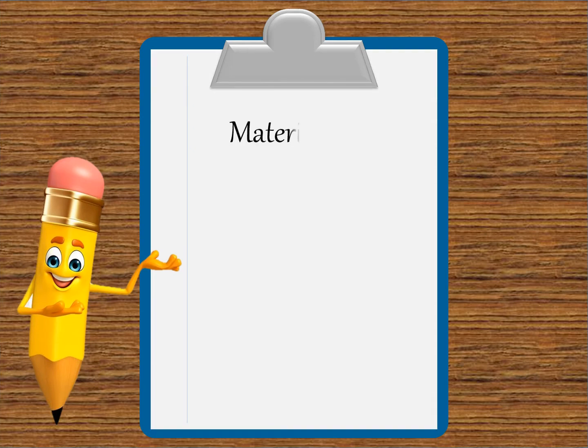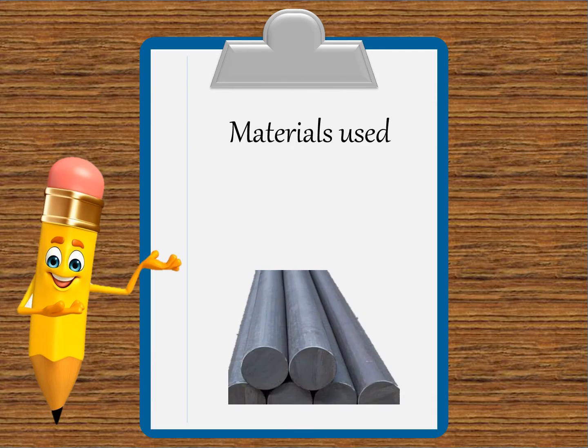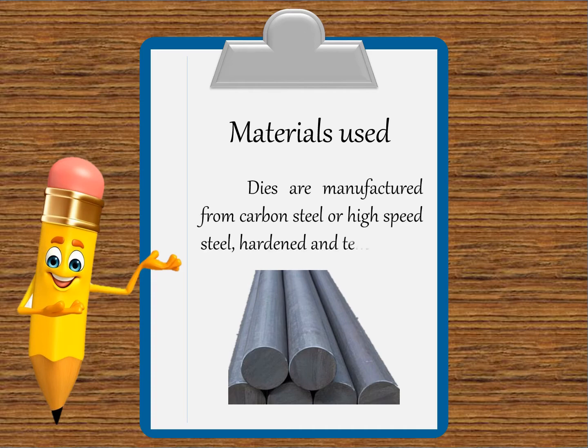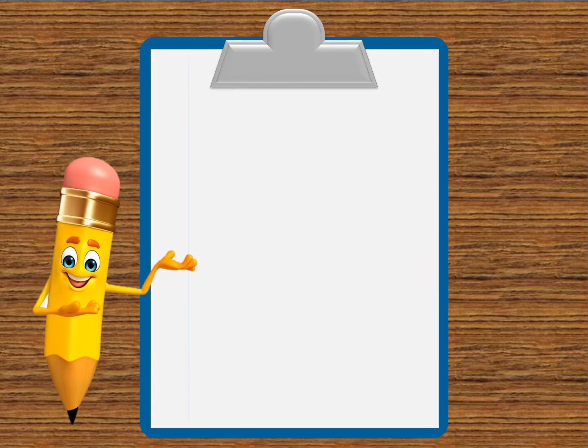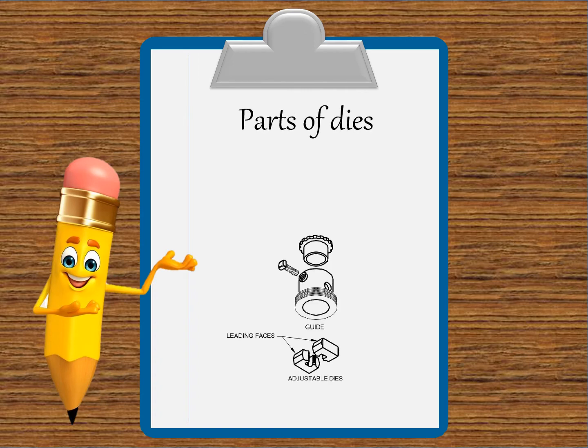Let's see the materials used for the manufacture of dies. Dies are manufactured from carbon steel or high-speed steel, hardened and tempered. After the materials used, we can see the parts of dies. The first one is guide, and the other one is adjustable dies.